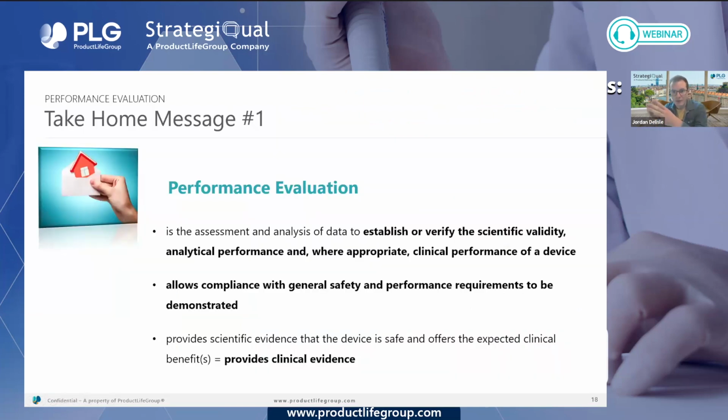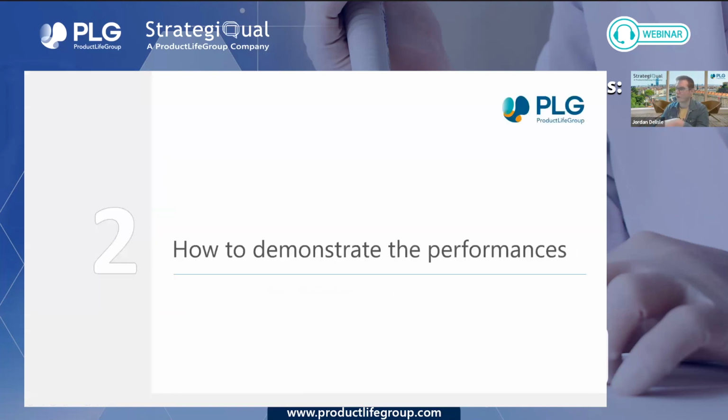Okay, let's make a first summary. We saw that performance evaluation is assessment and analysis of data to establish or verify the scientific validity, analytical performance, and where appropriate, clinical performance of a device. It allows compliance with general safety and performance requirements to be demonstrated, and it provides scientific evidence that the device is safe and offers expected clinical benefits. We will now discuss how to demonstrate different pillars of performance evaluation with this second part.